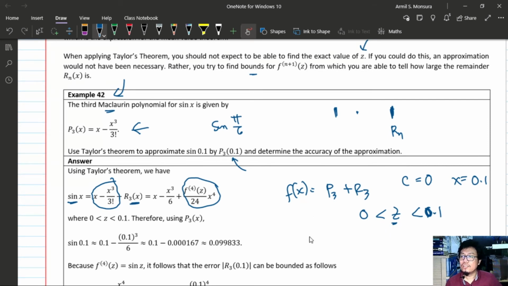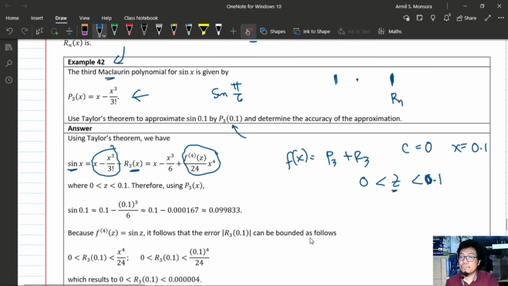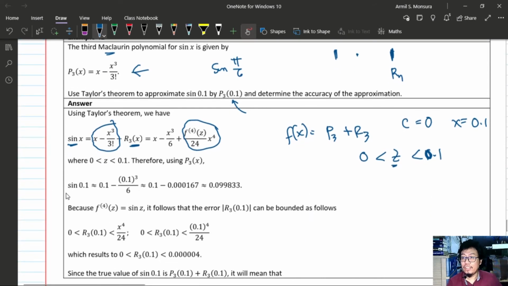So the approximate value of sin 0.1 as given by the Taylor polynomial is 0.09833. Now, let's look at the error. The error involves the fourth derivative of your function.